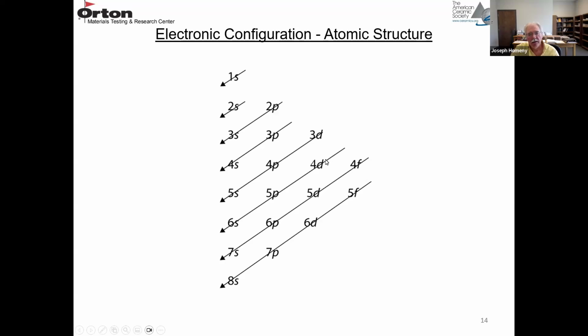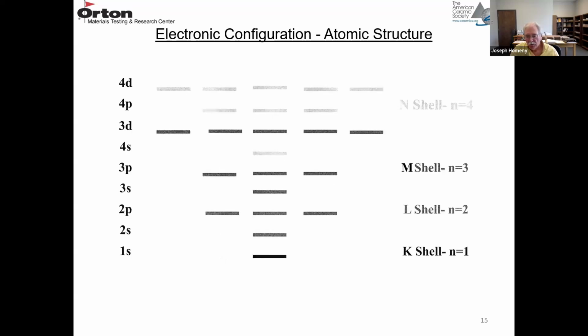And then we go back to 4d, 5p, and 6s. And then we start filling in F level, 4f, 5d, 6p, and 7s. And then finally another F level, 5f, 6d, 7p, and 8s. So they don't necessarily fill in exact order. So this is a diagram of these different levels, 1s all the way up to 4d.